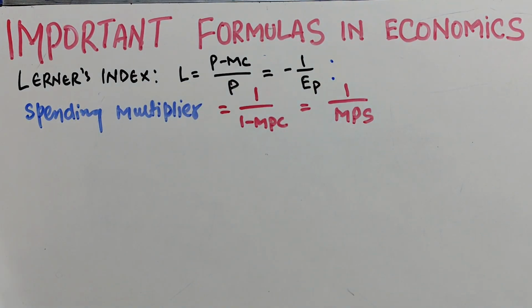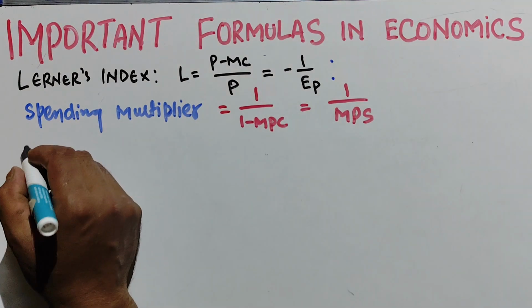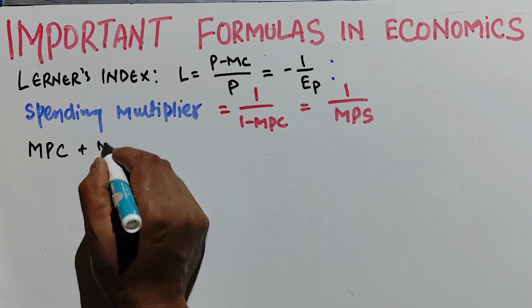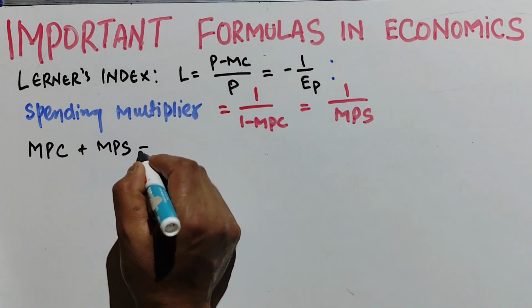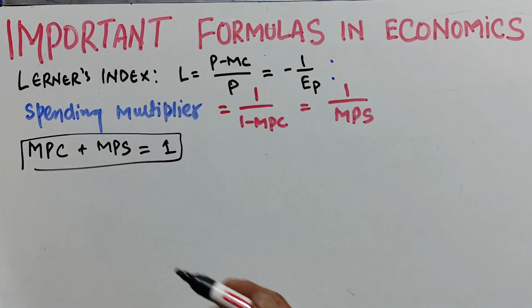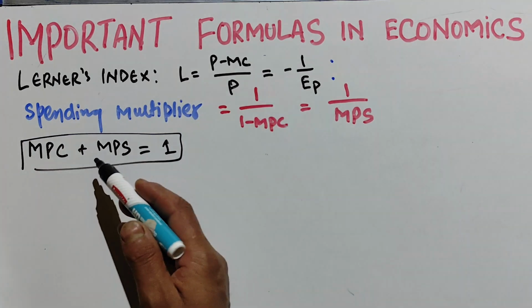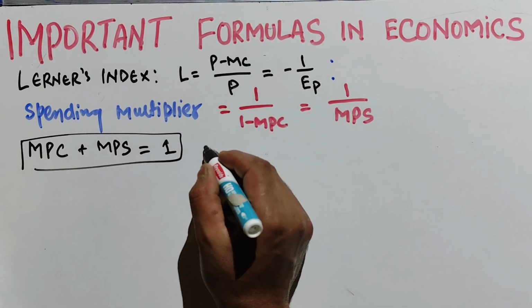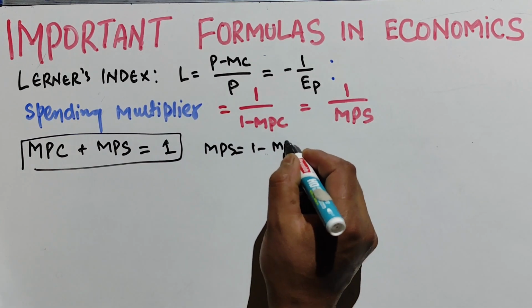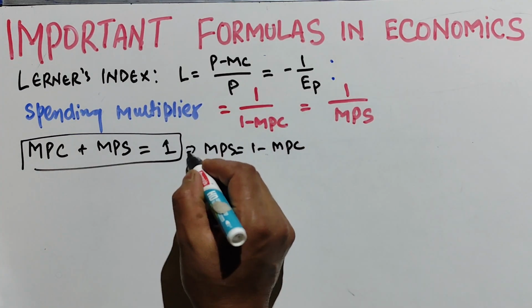Then we have the next formula, that is marginal propensity to consume plus marginal propensity to save sum up to 1. If this relationship holds, then we can say MPS will be equal to 1 minus MPC. This implies from this equation.